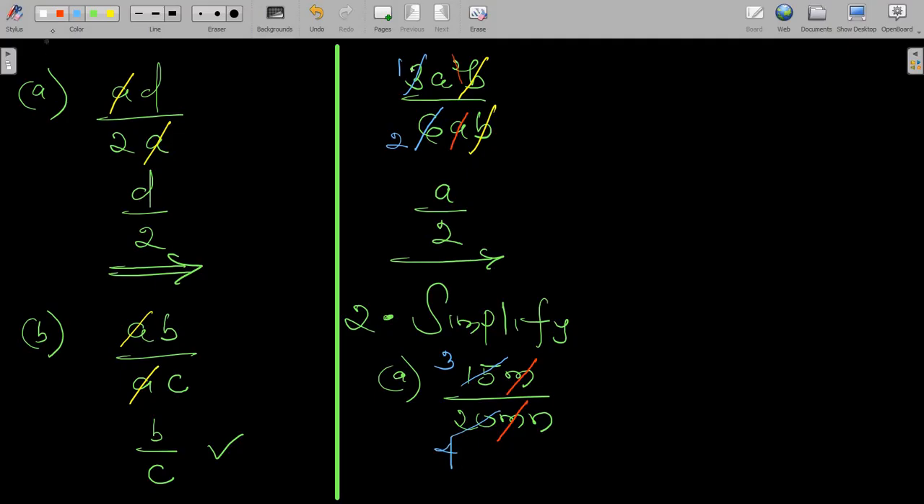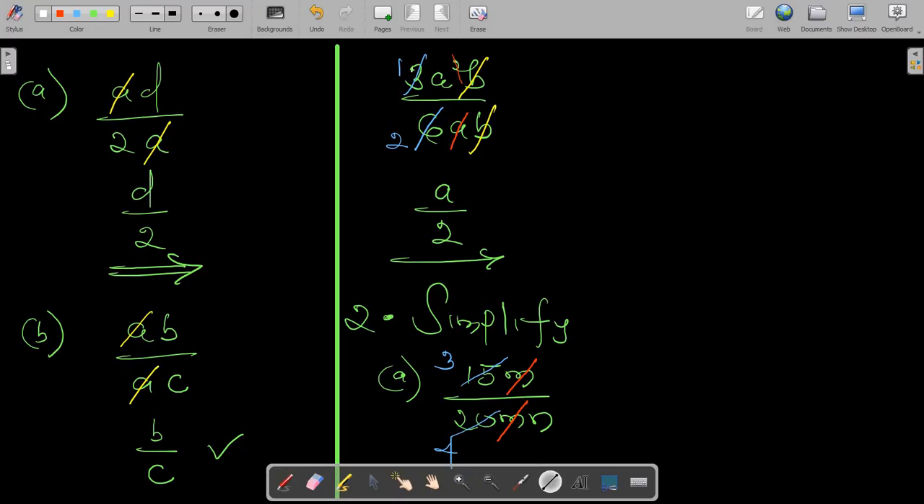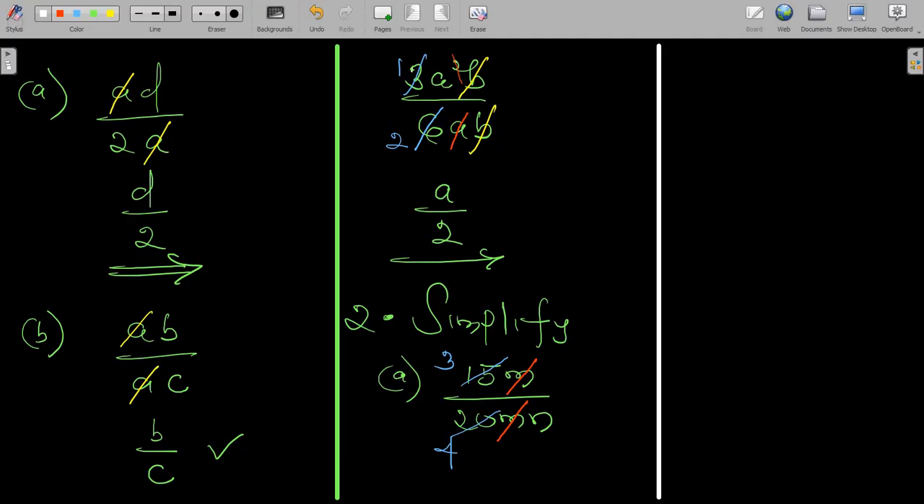So in that case, our final result becomes, well, let me draw my line to make my work nice and neat. Okay, so in this case our result becomes 3 because we have only 3 left at the top and 4n at the bottom. So our result is 3 all over 4n. That's good. So that is the perfect answer to that question. Let's move on to the B part of the question.